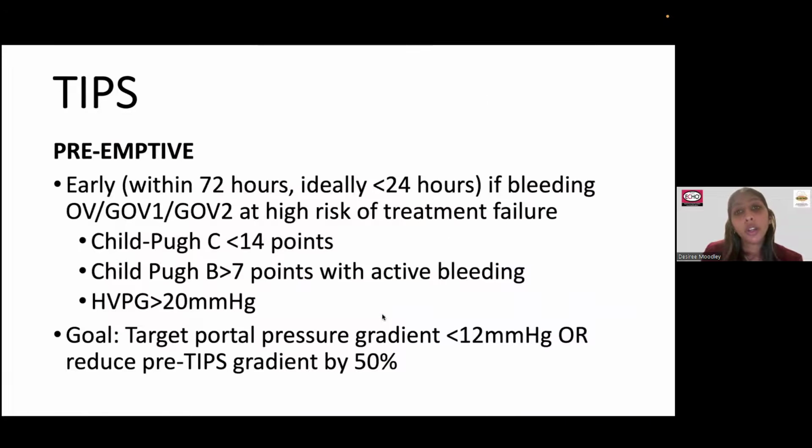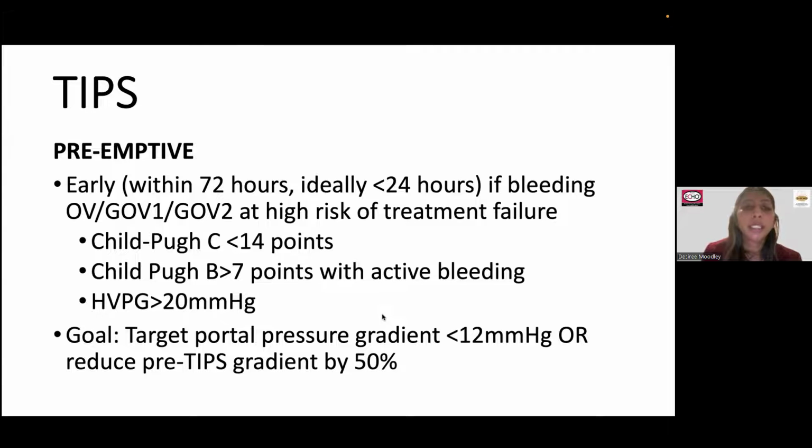When those things don't work, you can consider doing a TIPS. So TIPS can be done either preemptively or as salvage or rescue therapy if you can't get control of bleeding. So preemptively is early, so that's within 72 hours, ideally within the first day. And this is if you have a bleeding varix or GOV1, GOV2, or those high risk factors that I mentioned earlier, Child-Pugh C, Child-Pugh B with bleeding, or a pressure gradient more than 20.